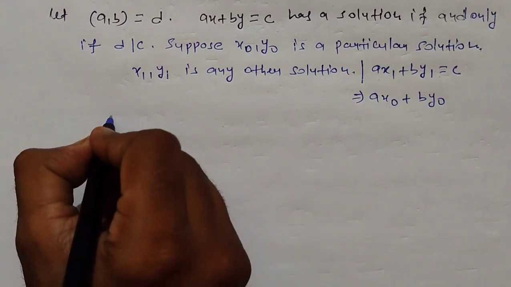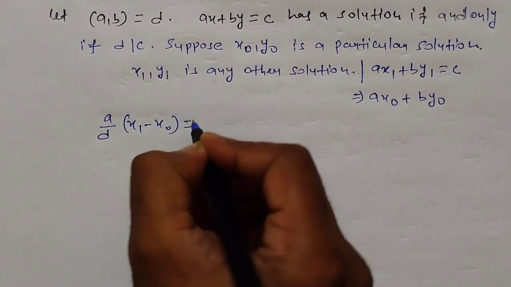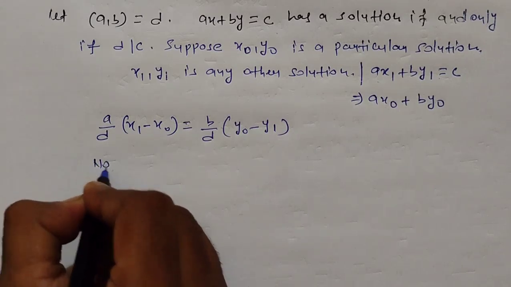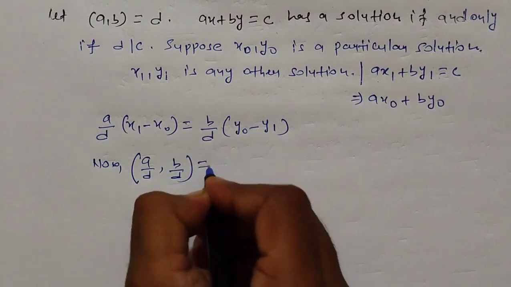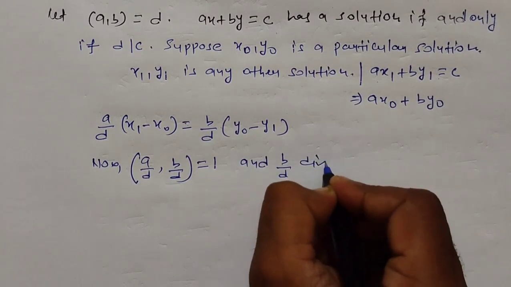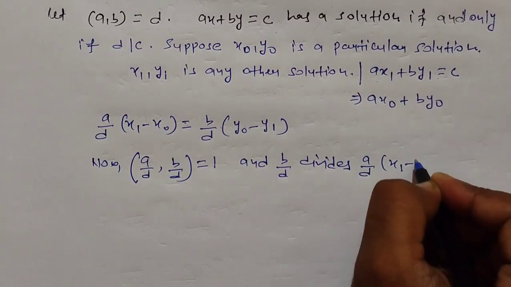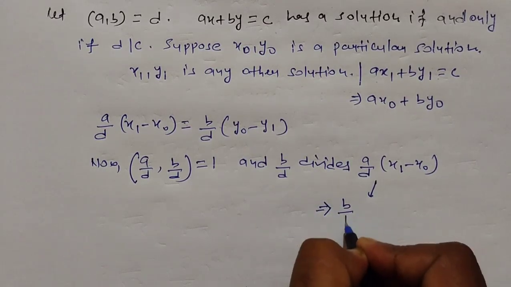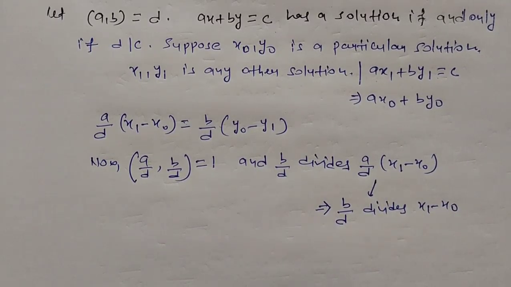Now here a by d into (x1 minus x naught) is equal to b by d into (y naught minus y1), and here we can write that a by d and b by d have the GCD equal to 1, and also b by d divides a by d into (x1 minus x naught), and this will imply that b by d divides x1 minus x naught.